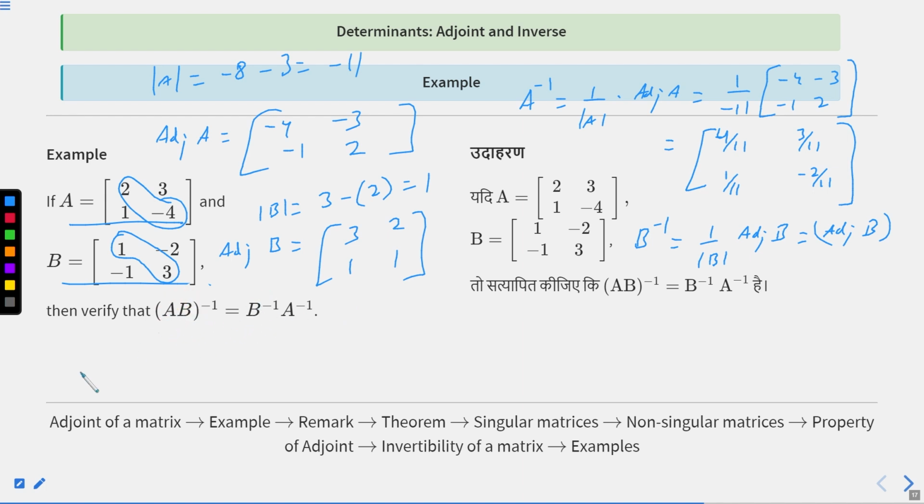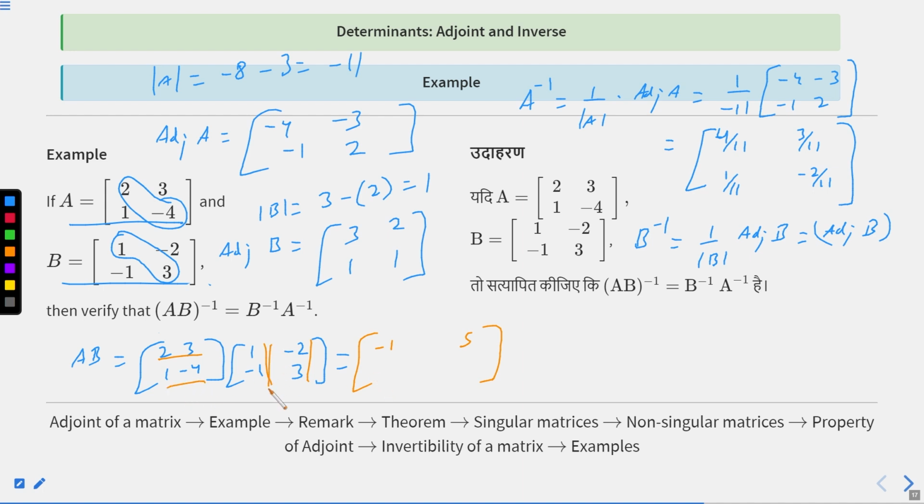AB will be what? Let me just evaluate here. AB. So A is 2 3 1 minus 4. B is 1 minus 2 minus 1 3. So this is going to multiply with this. So 2 minus 3, this will be minus 1. Now multiply with this. Minus 4 plus 9, this will give you plus 5. Okay, plus 5. Okay, clear? Now what?